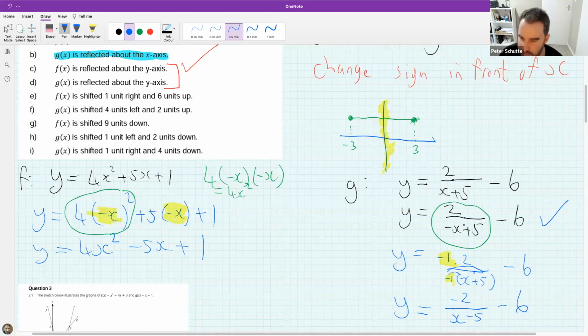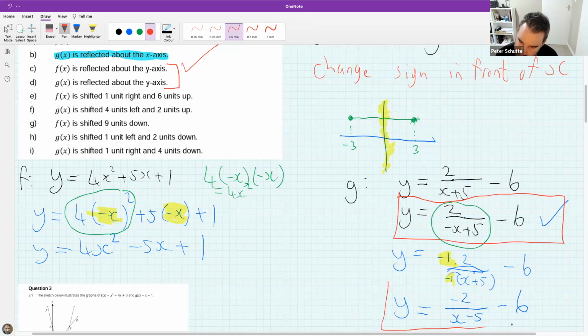And so there's two ways you could have written this answer. You could write the reflection of the y-axis as this, or you could have also written it as that. They are the same thing, just different ways. And all I did was multiply the top and bottom by -1 to get that. Now that is a bit tricky, but yeah, I think it was important that I just show you that.